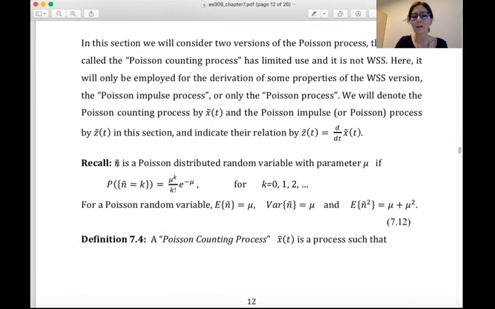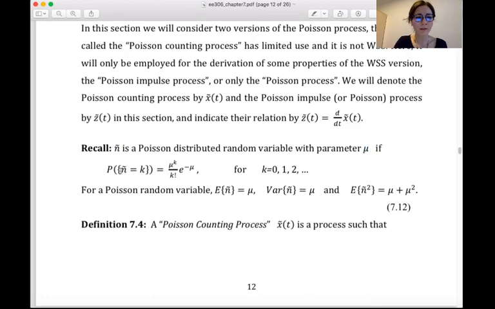So I'll call it n in here to make the link. So now we have forgotten about random processes, we're just in the random variable case here. So n is a random variable. If it's a Poisson distributed random variable, it should have some parameter mu, then its distribution is the following. The probability that the random variable takes the value k should be this one. This expression is parameterized by mu, and of course it depends on k.